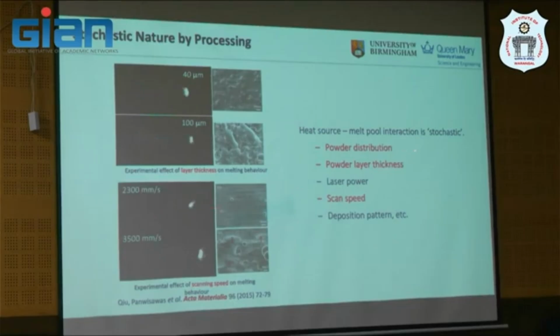So for example, if you vary powder distribution, layer thickness, or scan speed, let's say in this case layer thickness varied, scan speed varied, here you will get different subsurface porosity or surface roughness. Again, this has been published and received a lot of, it's almost 1,100 citations already in this field. So we use CFD as well to rationalize why it happened like this.